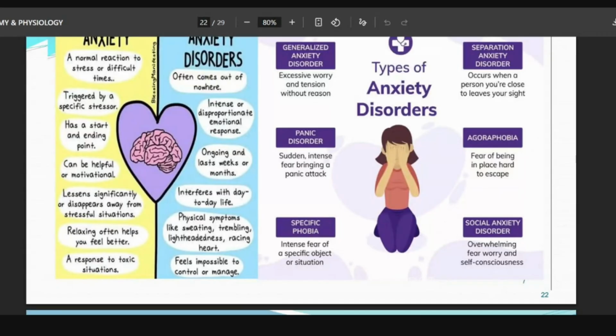Okay. And social anxiety is generally fear that they are very self-conscious that something would happen to them, people will know them, people will observe them. They are worried about people more.